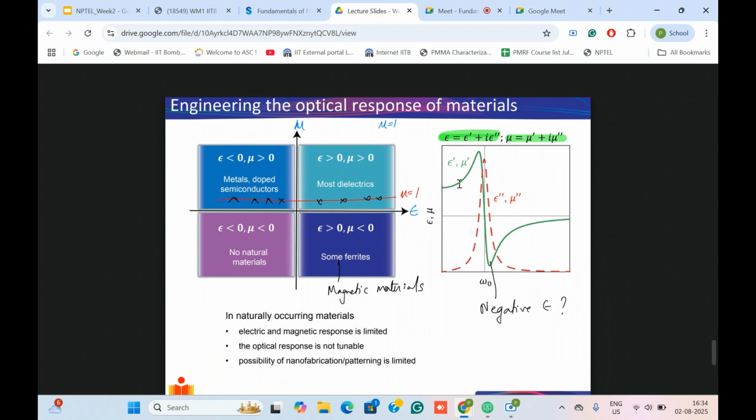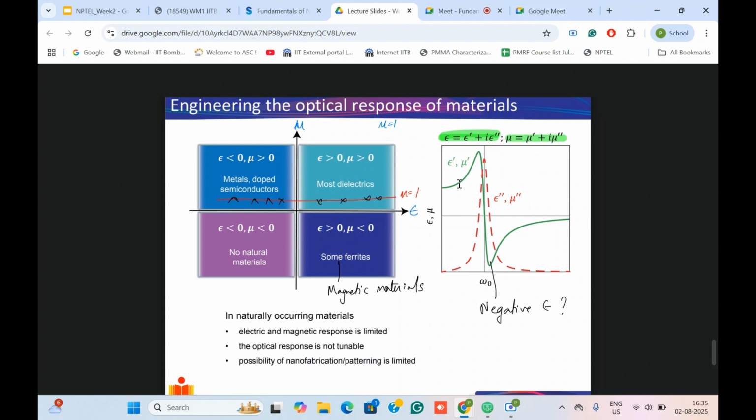So we want to design and engineer our materials such that we can tune the frequency we desire and we can confine our light. The goal of nanophotonics is to engineer optical response according to what we want. In naturally occurring materials, electric and magnetic response is limited. The optical response is not tunable. The possibility of nanofabrication patterning is limited. You can see that there is a quadrant form, so in the first quadrant epsilon is greater than 0 and mu is greater than 0.